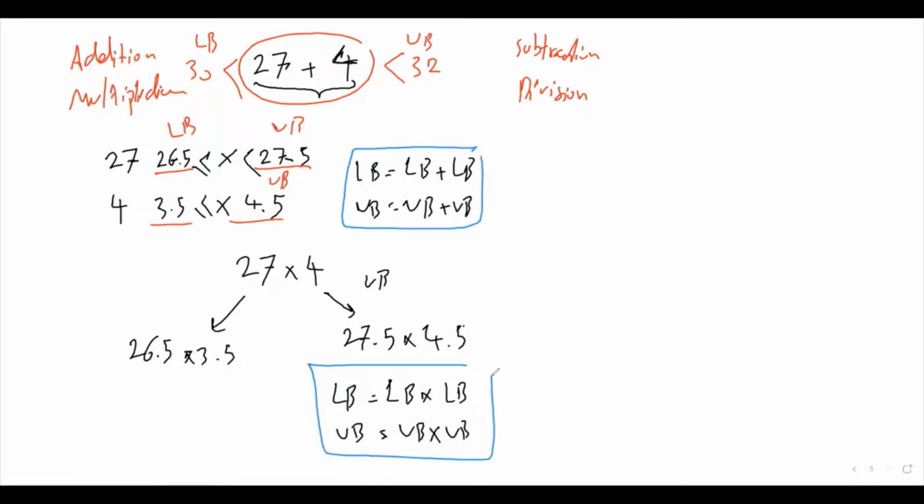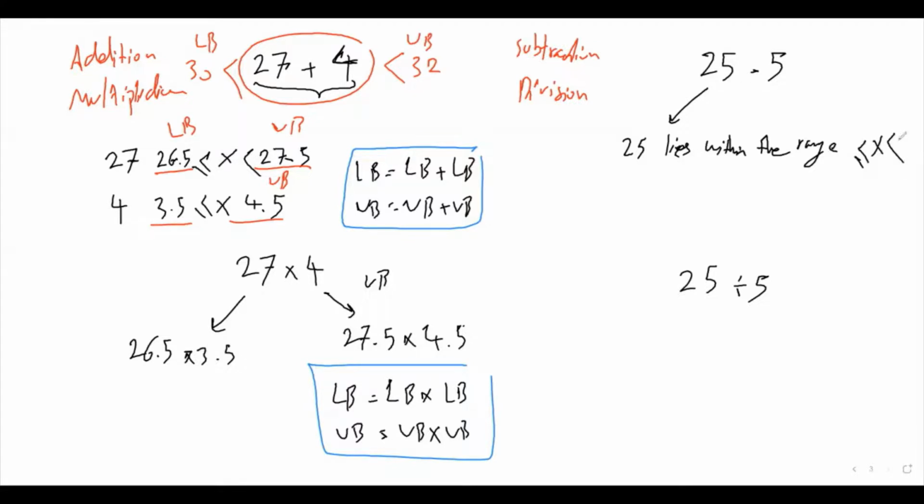So let me change the numbers to 25 and 5, for example. So 25 minus 5, and then 25 divided by 5. And we've been told that these numbers are rounded to the nearest whole number. So the 25 here has its own upper and lower bound limit. It lies within the range from 24.5 all the way to 25.5. Same thing for 5, it lies within the range starting from 4.5 as its lowest limit all the way to 5.5.